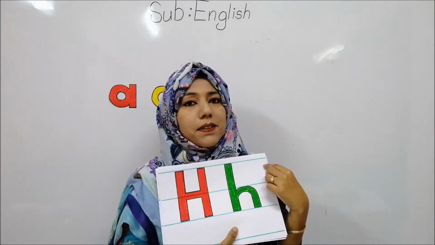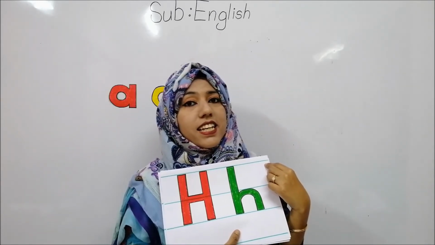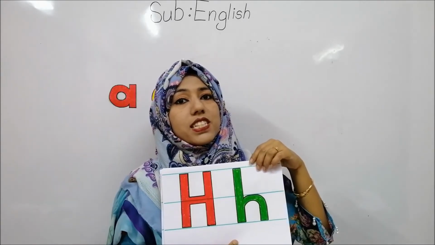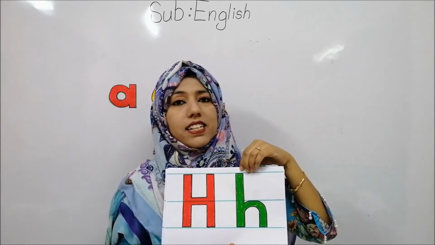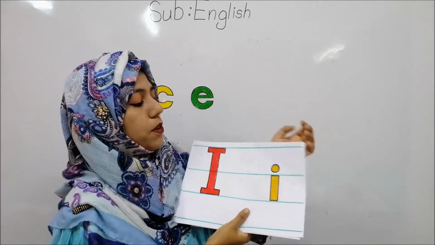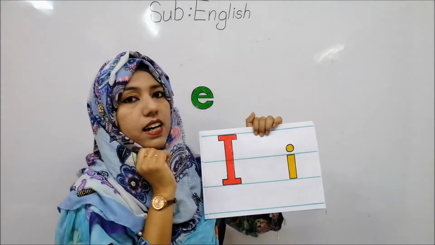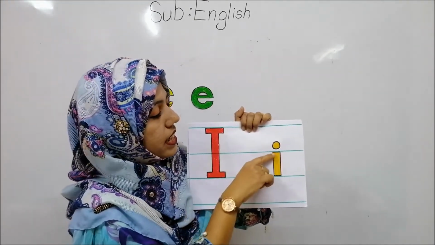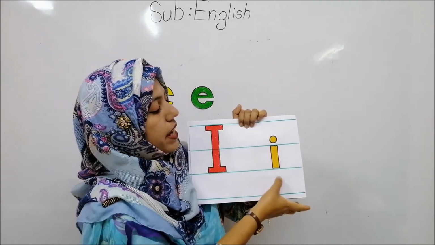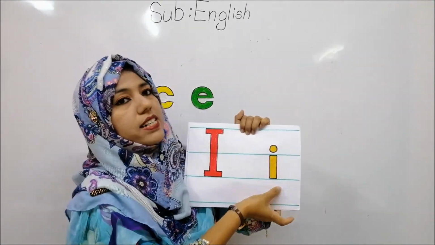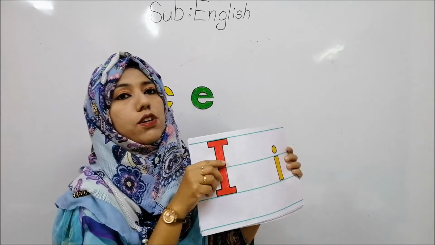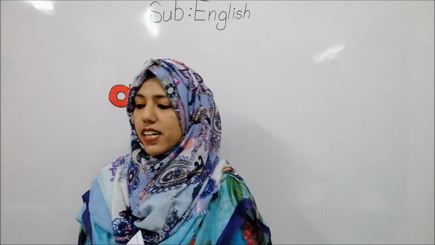Okay. So after H, which letter? Can you say? A, B, C, D, E, F, G, H, I. This is letter I. So, I sits in the middle row. See, it starts from second line, then it goes down and touches the third line, right? So, it's a short letter. This is also a friend of Mr. Turtle, right?